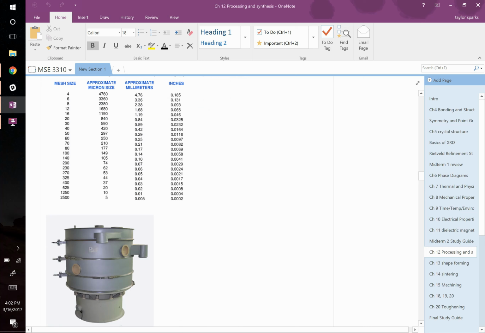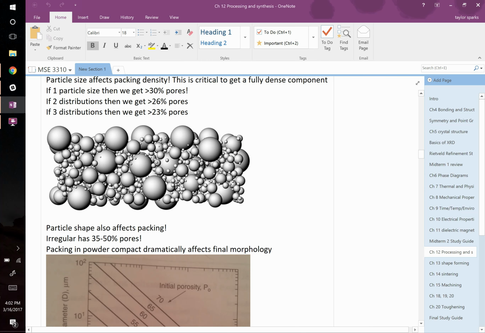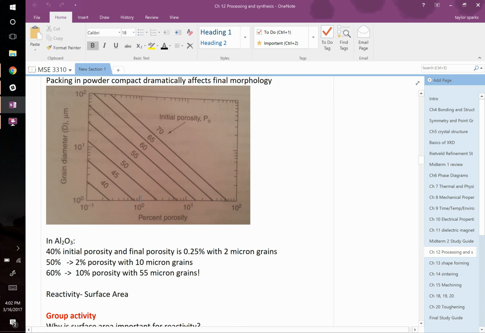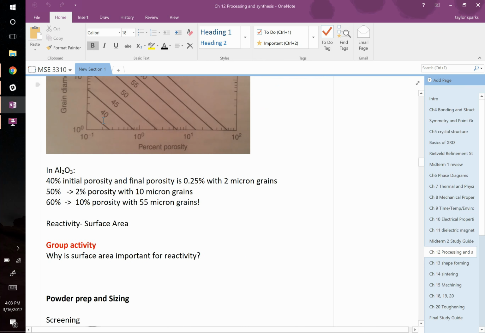Last class, we began talking about the preparation of materials from their raw state. We talked about particle size distribution, and the importance of reducing the particle size in some instances. We hadn't talked about scaling it up, but we'll get to that later. We talked about the importance of getting the density in the green or unfired state as high as possible because that led to higher densities in the fired state.